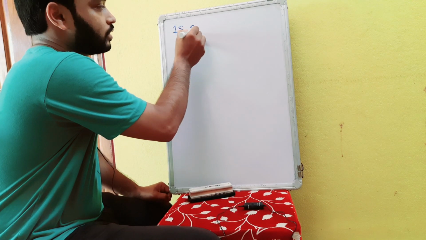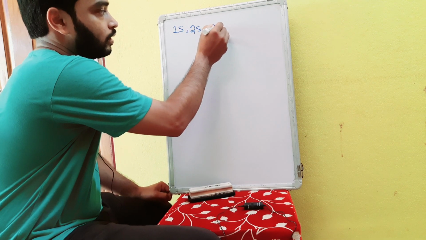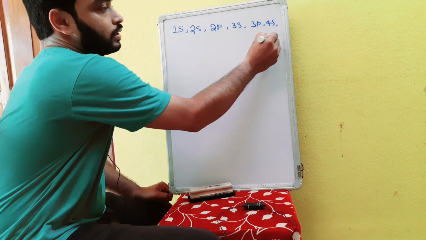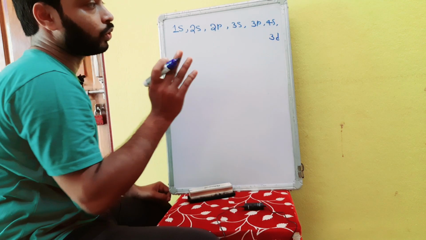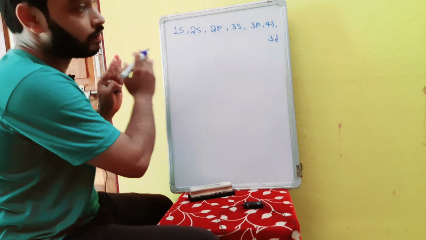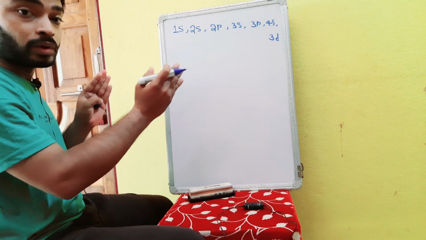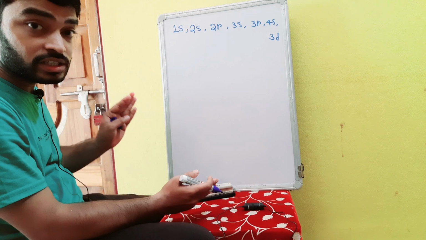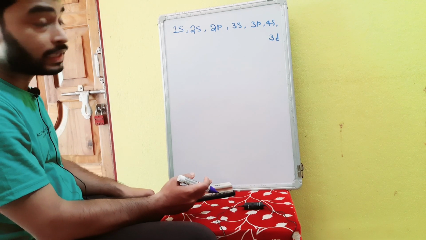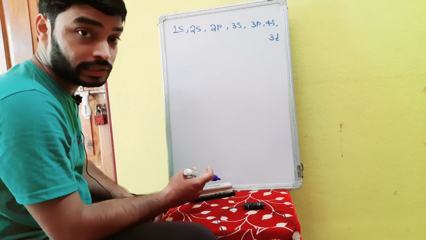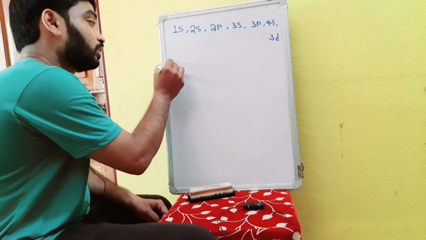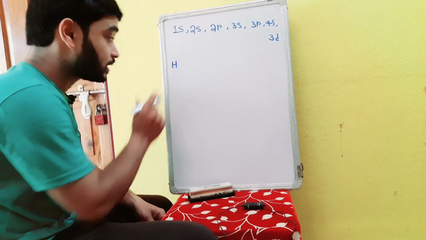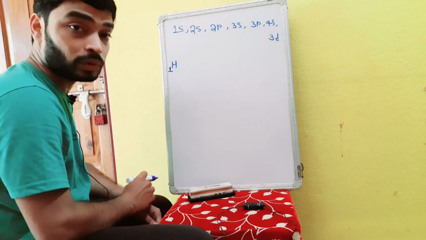The order is 1s, 2s, 2p, 3s, 3p, 4s, 3d. I have told you how to evaluate the order from the orbital chart by using the energy sequence. So let's take some examples to understand the electronic configuration. If I take the first element of the periodic table, hydrogen, which has the atomic number 1.